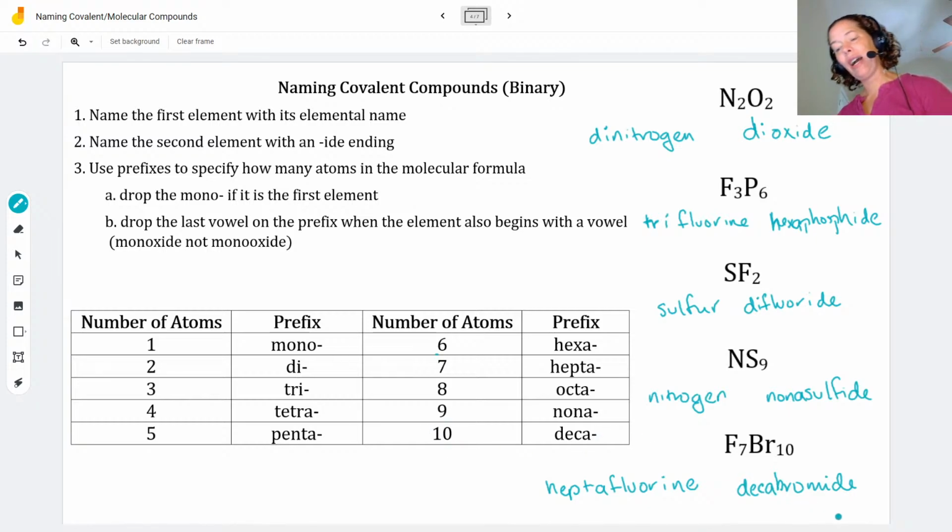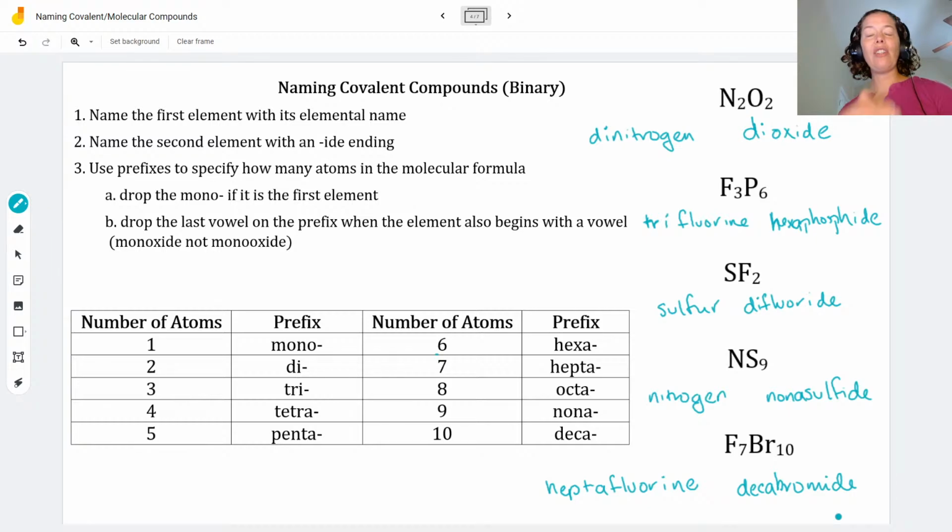So this imaginary compound is heptafluorine decabromide. So you can see how we can apply the names even with completely made up and not possible in the real world compounds. It's just all about being systematic and following the rules. Okay, let's see. No questions.